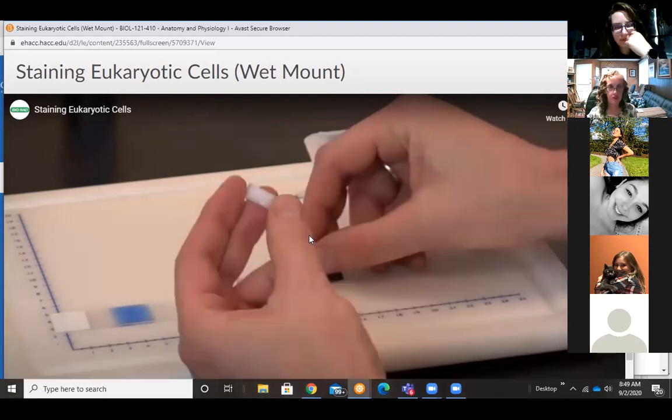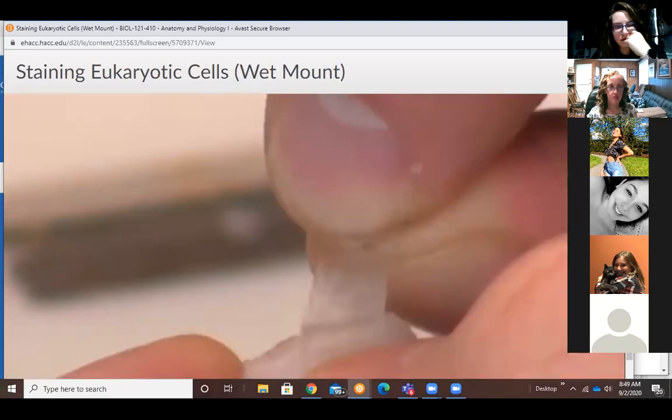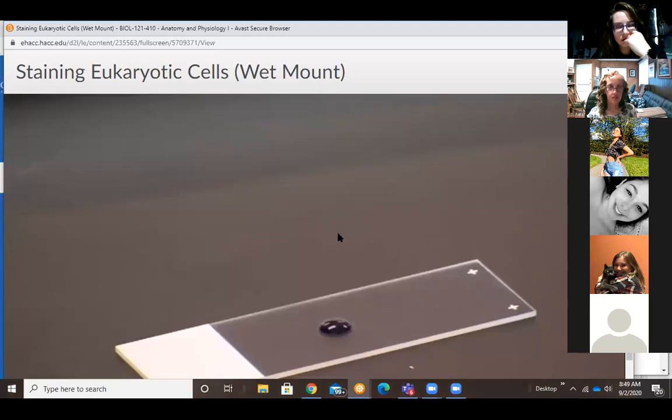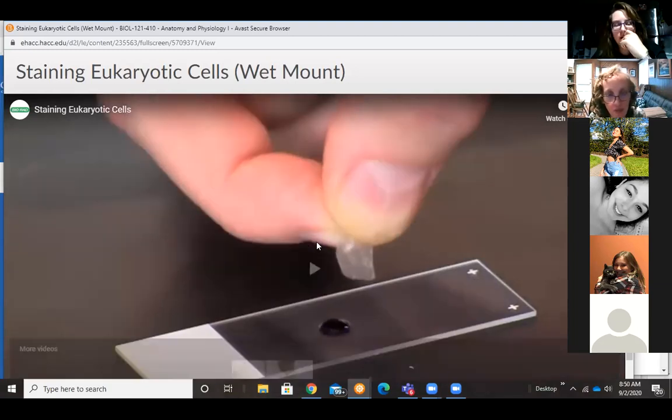Peel a piece off the inside epidermis of the onion leaf scale that is roughly 1/2 to 1 centimeter squared. Place the piece onto the drop of stain. So I wouldn't even use 1 centimeter squared. I would use more like 2 or 3 millimeters, so about 1/3 of what he's using there, on the slide.